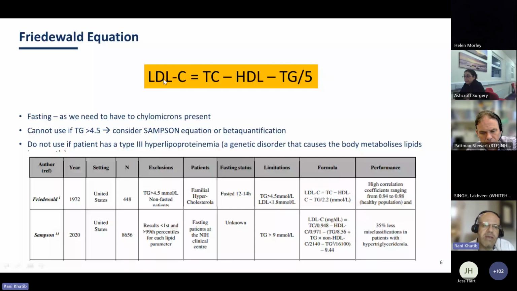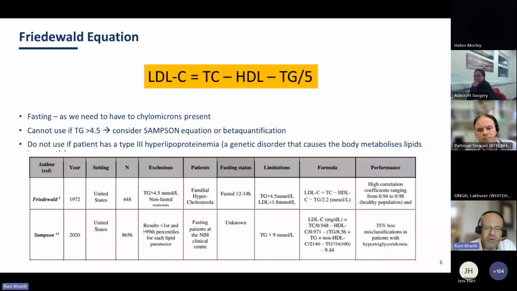But this equation doesn't work if your triglycerides are more than 4.5. It simply will not report what LDL cholesterol is. So if you order a full lipid profile and your patient has triglycerides more than 4.5, the LDL cholesterol will come back as blank. And the reason is because the equation can't apply. Now, if the triglycerides are 4.5 or less, you'll get a number for LDL cholesterol. It will probably be an underestimation of LDL cholesterol, but at least you'll get some form of calculation so that you can have an idea overall of what you're dealing with.